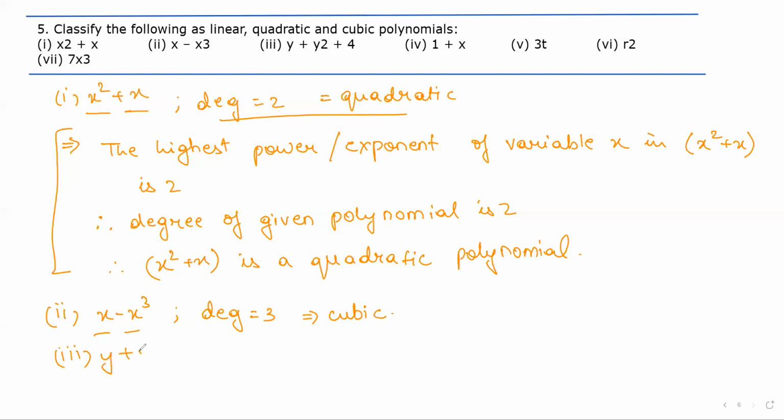Next, y plus y square plus 4. Degree is 2. Y to the power 1, y to the power 2, y to the power 0. Highest power is 2. So degree is equal to 2. 2 means it is quadratic. Next, 1 plus x. The power of x is 1, which is maximum power. So degree is equal to 1. It's a linear polynomial.